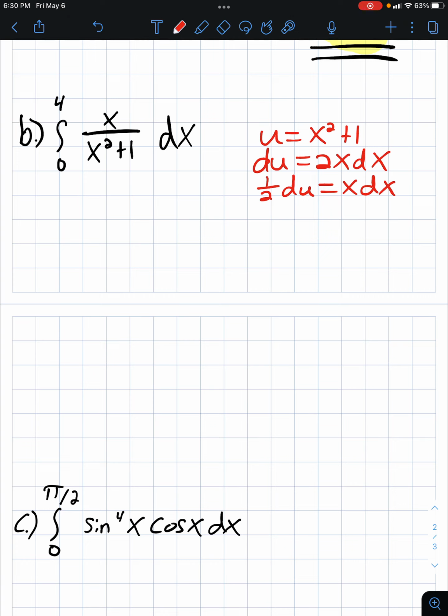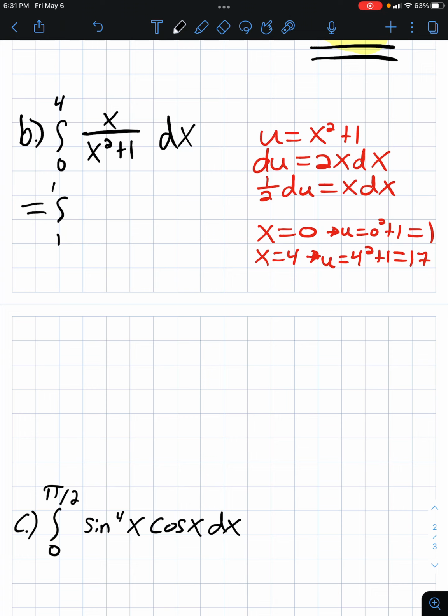And now let's find our new boundaries. When x is equal to 0, u will be equal to 0 squared plus 1, which is equal to 1. And when x is equal to 4, u is going to be equal to 4 squared plus 1, which is equal to 17. So now that we have all the information we need, let's solve this problem. Our integral becomes 1/2.